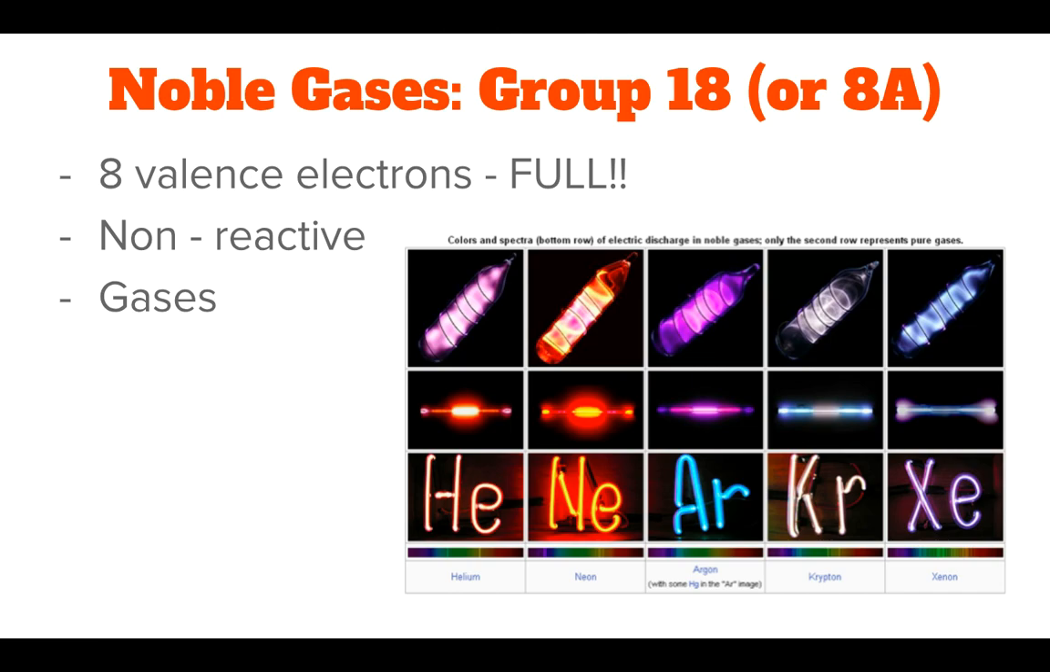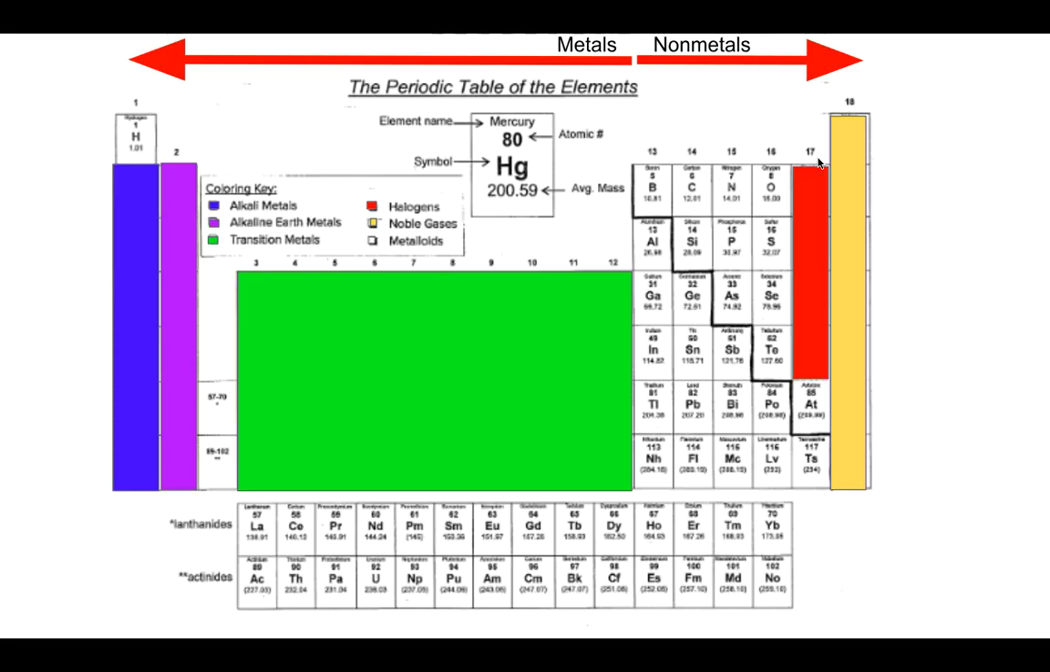I always call them the kings and queens of the periodic table. They don't want to interact with the other elements. And all of the noble gases are gases. That makes sense. Okay, go ahead and put that on your periodic table. It's group 18. Then make sure that you mark it in your coloring key.